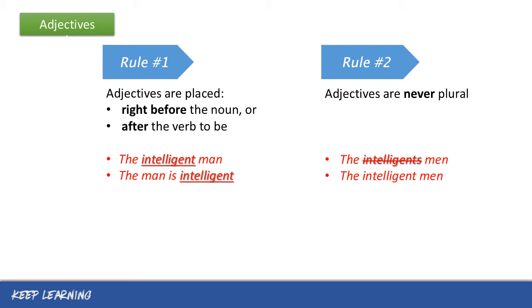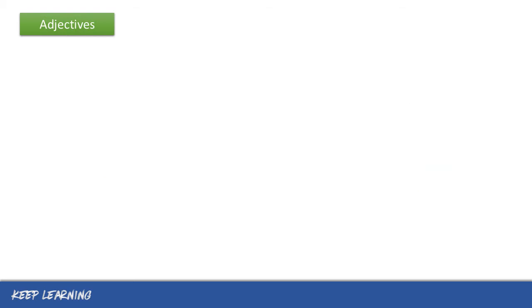Now, rule number two is that adjectives are never plural. I know we make this mistake because in Spanish, when you have a plural sentence, everything is plural. Los hombres inteligentes. Everything is plural. In English, when we're trying to do that, we make this mistake saying the intelligents men. That's not good. You have to say the intelligent men, because adjectives are not plural in English, right? Got it? Very simple thing.